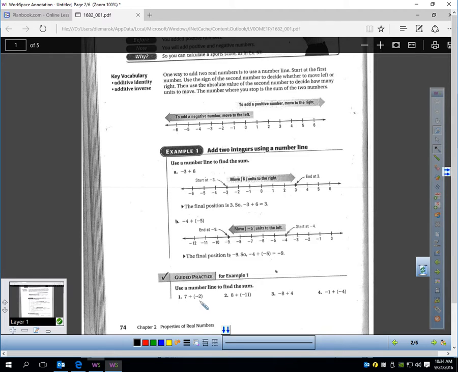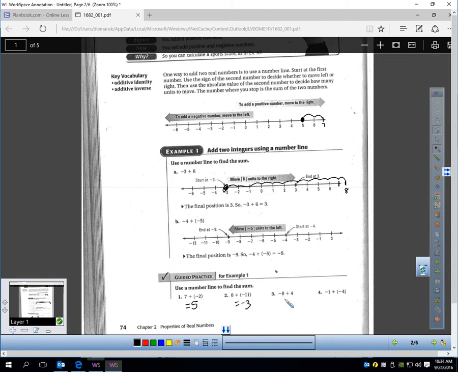7 plus -2, I can get the answer right. I could start at 7, which is here. I can add -2, which would go this way, and I end up at 5. The answer to this is 5. Or 8 plus -11. I could start at 8, which I'll draw here. I could go 1, 2, 3, 4, 5, 6, 7, 8, 9, 10, 11 left, because I'm adding -11, and my answer would be -3, and you can see that here.